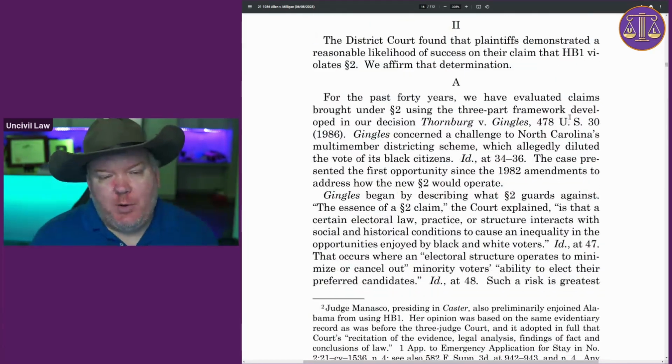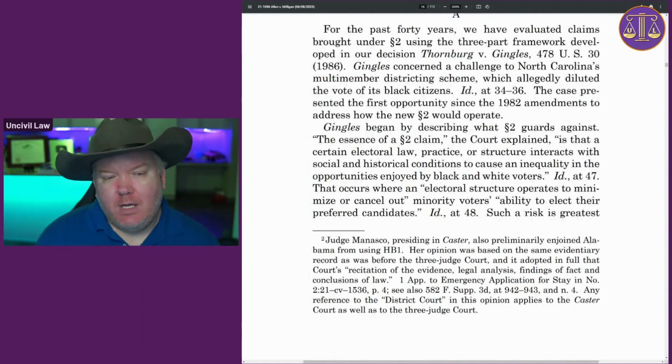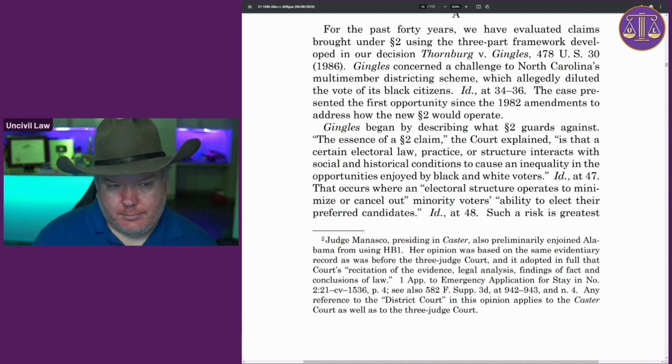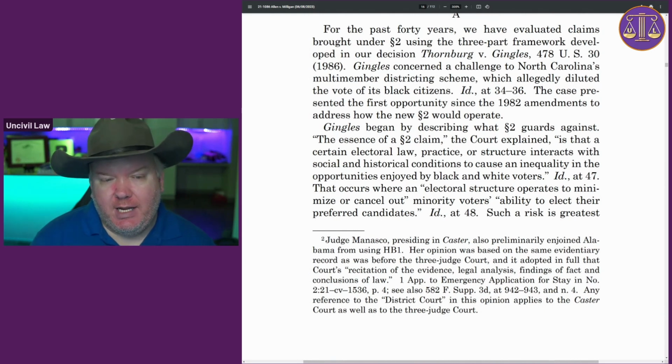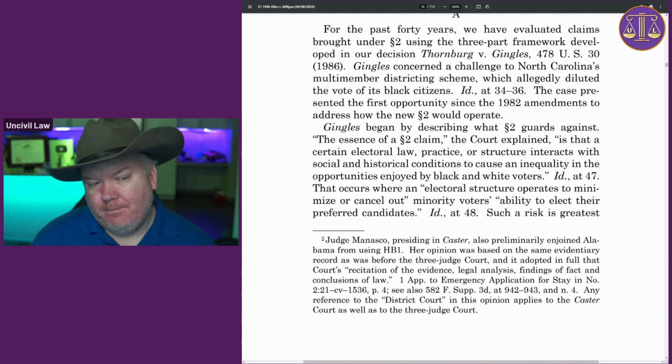For the past 40 years, we evaluate claims under Section 2 using a 3-part framework developed in our decision in Thornburg. The case concerns a challenge to North Carolina's multi-member districting scheme, more than one member per district, which allegedly diluted the vote of Black citizens. The case presented the first opportunity since the 1982 amendments to address how the new Section 2 would work.